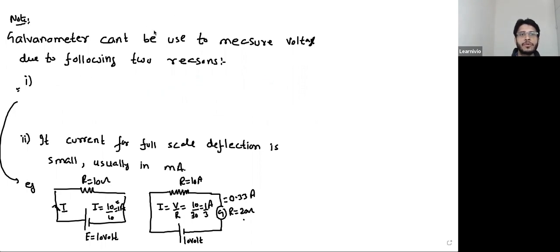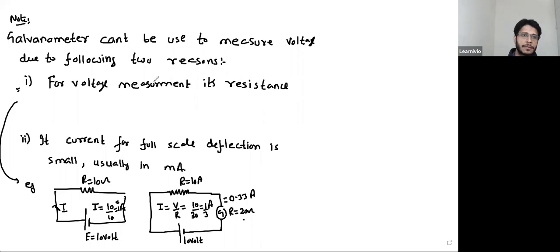So for voltage measurement, its resistance is comparatively small. Hence it offers error in voltage measurement.